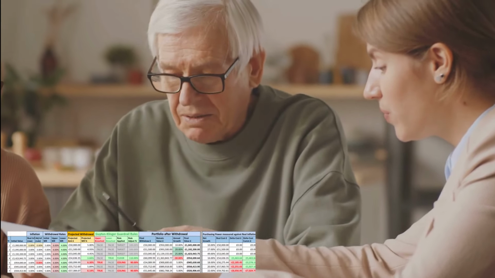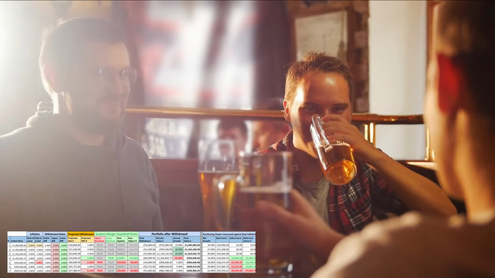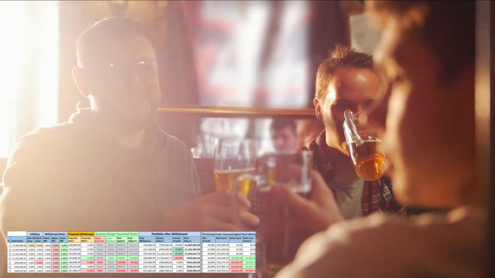The 2 examples are quite extensive, so feel free to skip ahead using the chapter markers below, if you prefer not to delve into the details.